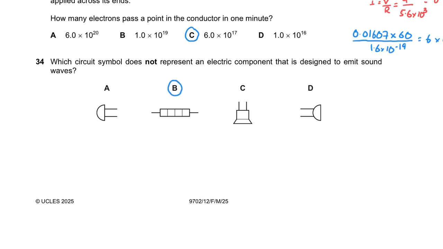But what do the other symbols represent? If you talk about A, it represents an electric bell. If you talk about C, it represents a loudspeaker. If you talk about D, it represents a buzzer. So A, C and D, all three emit sound waves, but not B.